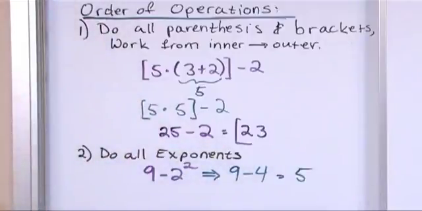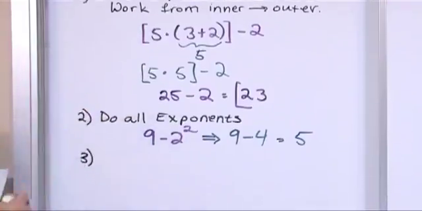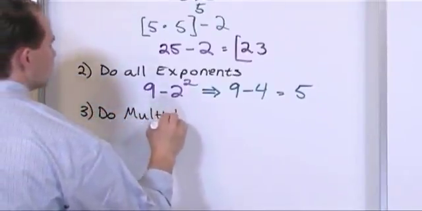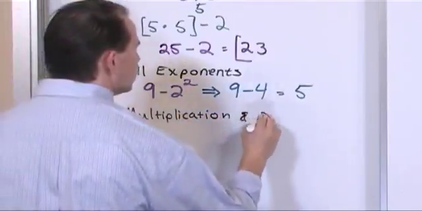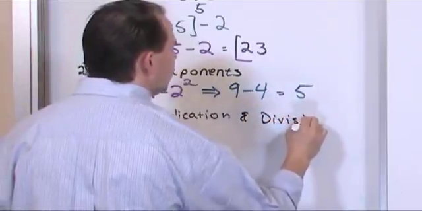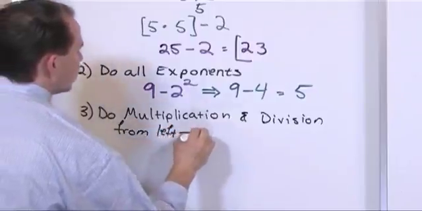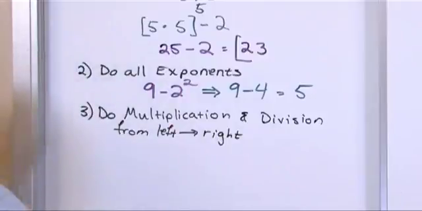If you do it the other way, if you try to do the subtraction first here, you're going to get completely the wrong answer. Okay, third thing. After you look for parentheses and then you look for exponents, you do multiplication and division from left to right. Okay, a lot of times you're going to get down to the point where you're going to be doing things from left to right, just like you're reading a book.